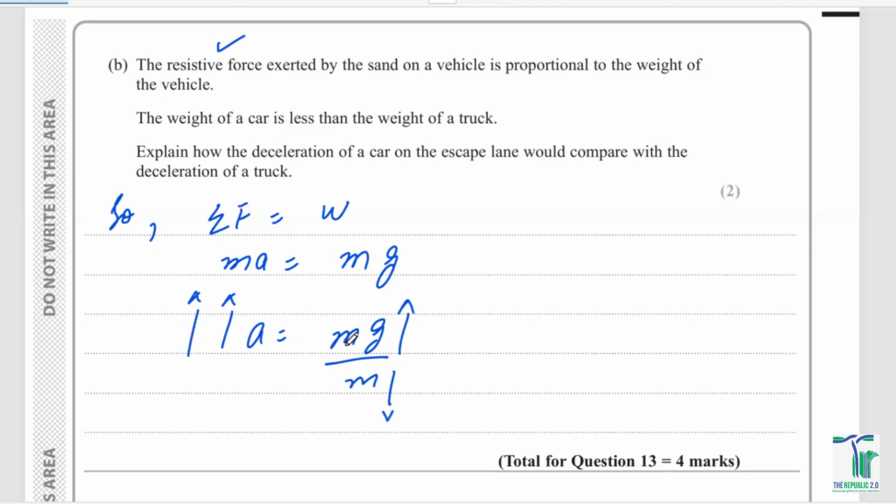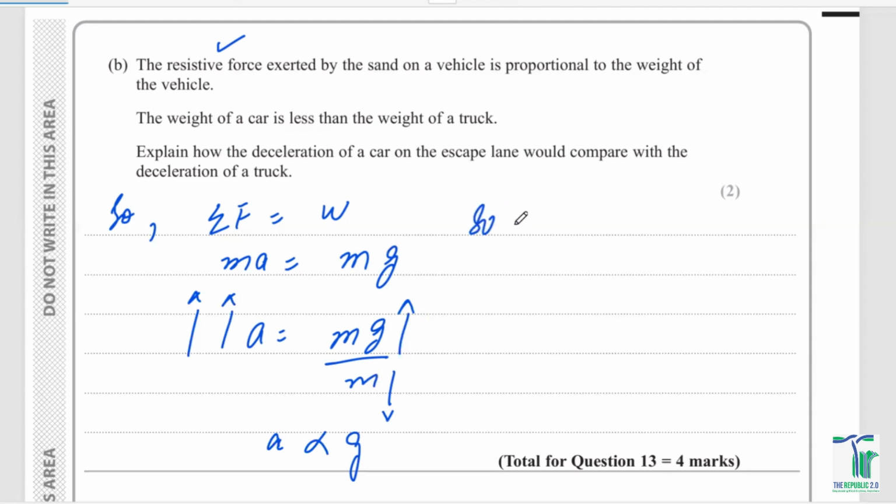So what does that mean? The increase in the deceleration due to the weight is overcome by their masses as well. And similarly, m and g, cancel them out. So deceleration would be directly proportional to the value of g as well. So mass or weight has nothing to do with it. So what does that mean?